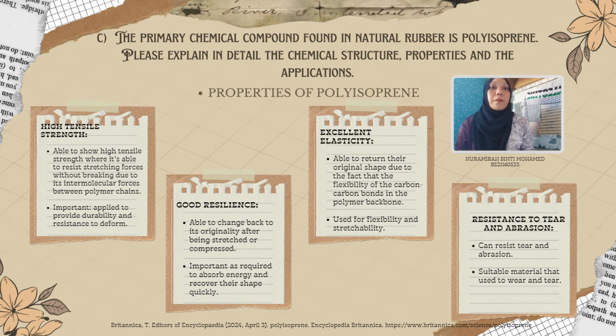Next is good resilience, where it is able to change back to its original shape after being stretched or compressed. This is an important characteristic as it is required to absorb energy and also recover shape quickly. Next is excellent elasticity, where it is able to return to its original shape due to the flexible carbon-carbon bonds in the polymer backbone, which provide flexibility and stretchability. Next is resistance to tears and abrasion, making it suitable for use against wear and tear.